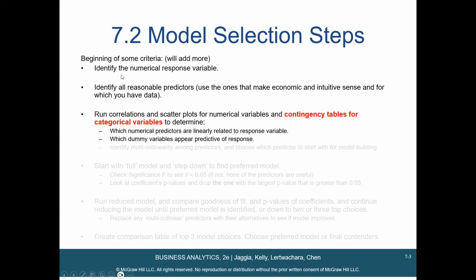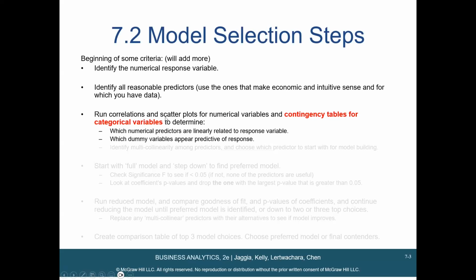You start out by identifying a numerical response variable. There are ways that are a little more advanced for doing a categorical response variable, but we're not going to have time to get to them this semester. Then you want to identify from your data all the reasonable predictors, ones that make economic and intuitive sense. Obviously you could think of things that you don't have data for, which is not so helpful unless you're planning a study, but you have to work with what you've got.